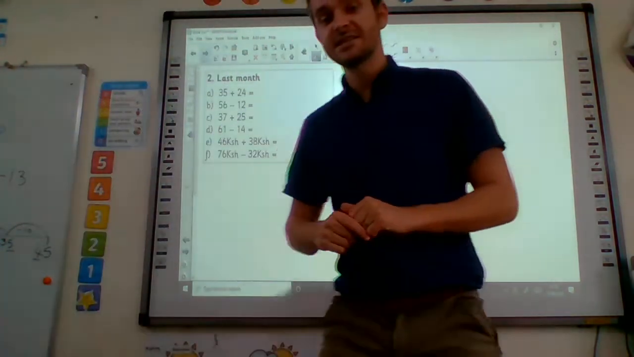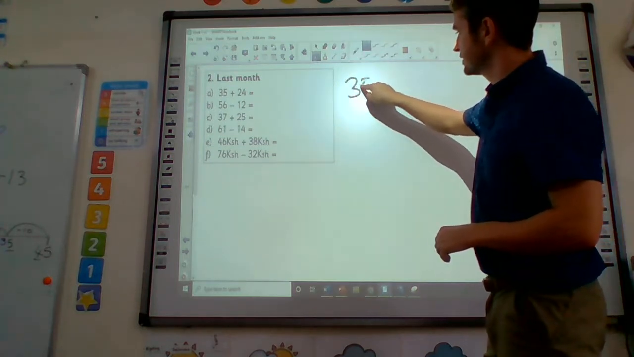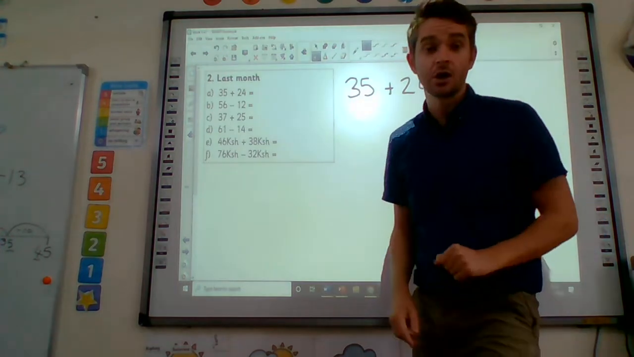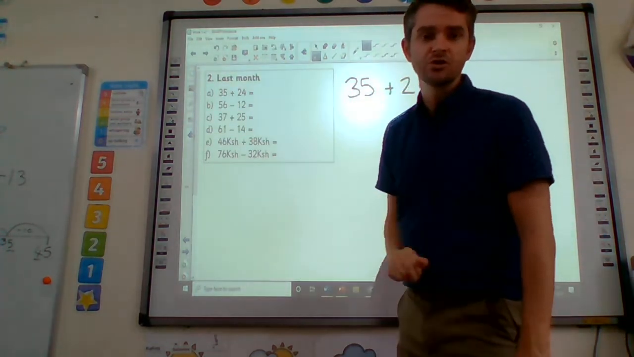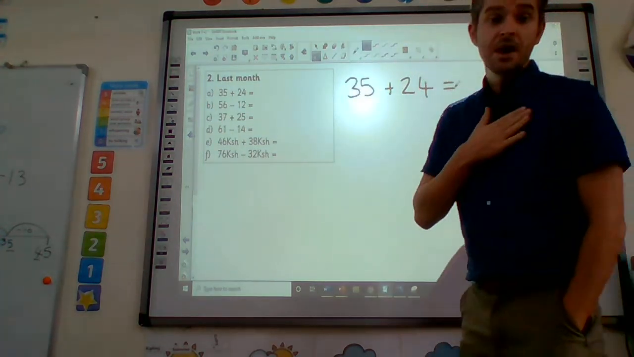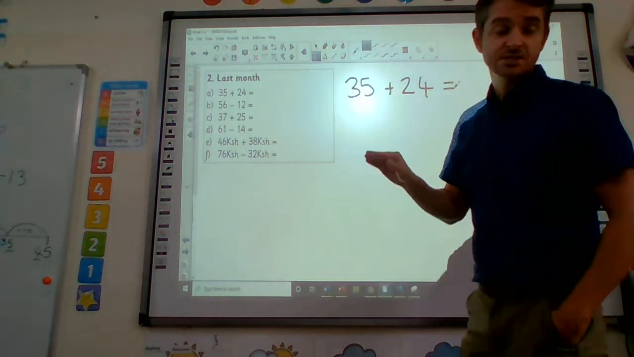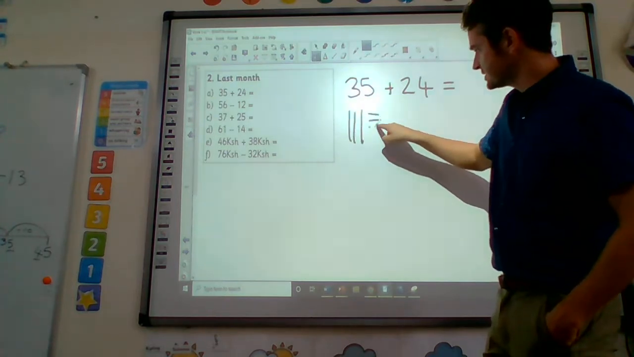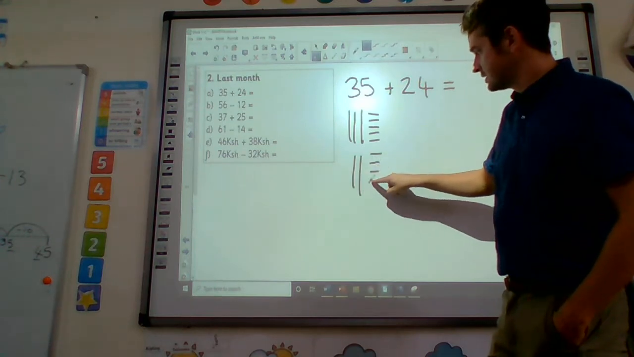I'm going to switch over to this side so we can start with the first one. 35 plus 24 equals. Now I want you to have a go. Pause the video, write your answer, either on the sheet or in your book if you haven't printed the sheet off. Okay, my turn to solve it. Hopefully you've written the answer already. It's an add, so I'm going to use tens and ones. Here's 3 tens and 5 ones for 35. Then underneath 2 tens, 4 ones.